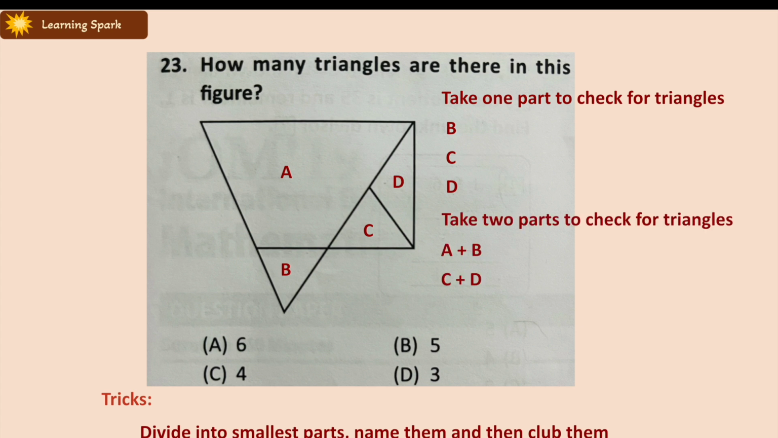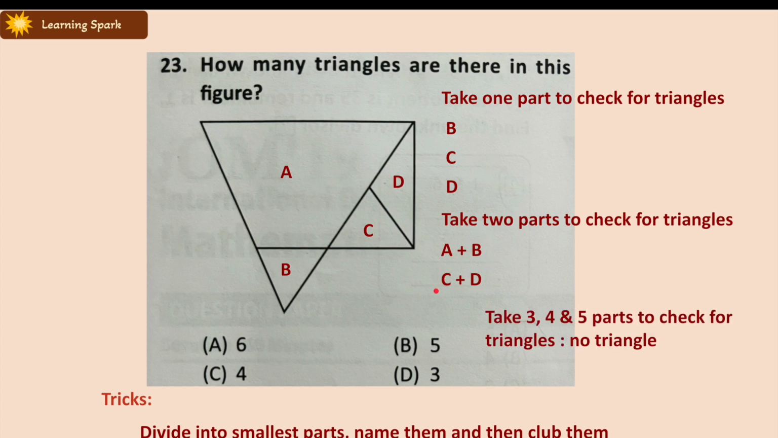Which two parts can form a triangle? A plus B can form a triangle. C plus D can also form a triangle. None of the other two-part combinations can form a triangle. B and C cannot form a triangle. A and C, or A and D, or any other possible combination cannot form triangles. Only these two combinations can form triangles.